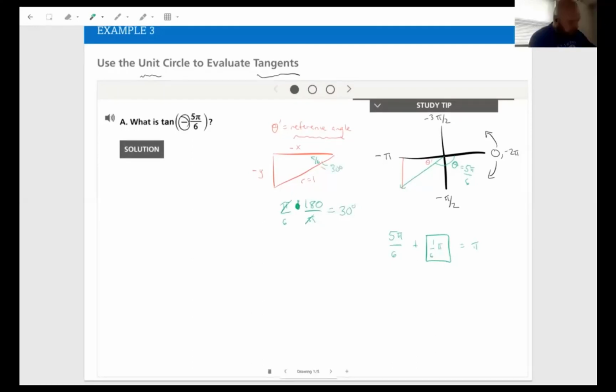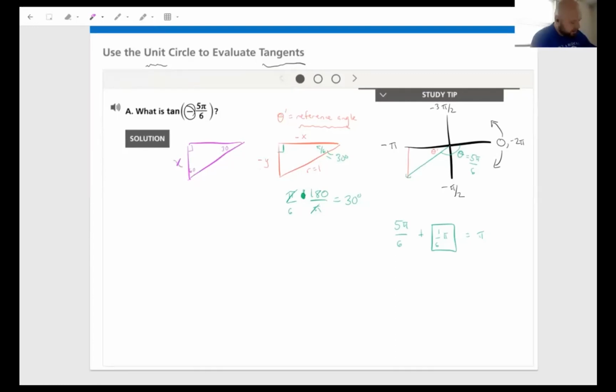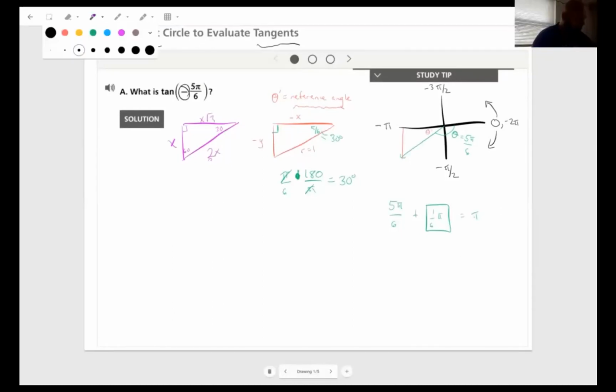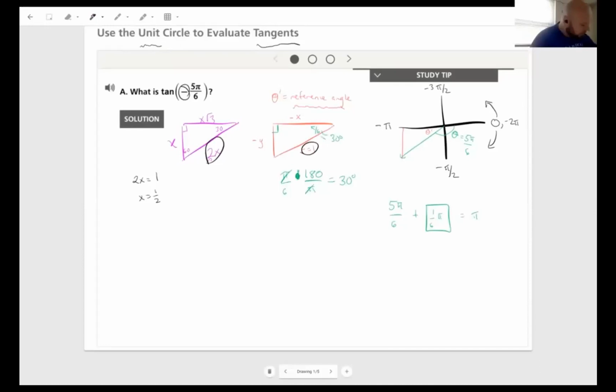We've got a right angle here, and this should stick out to you as one of our special triangles, a 30, 60, 90. This side is x, this side is 2x, this side is x times the square root of 3. So again, the relationship that we know, we have a 2x and we have a 1. So 2x is equal to 1, and x is equal to 1/2. So this side right here is 1/2, and this side right here is √3 over 2.